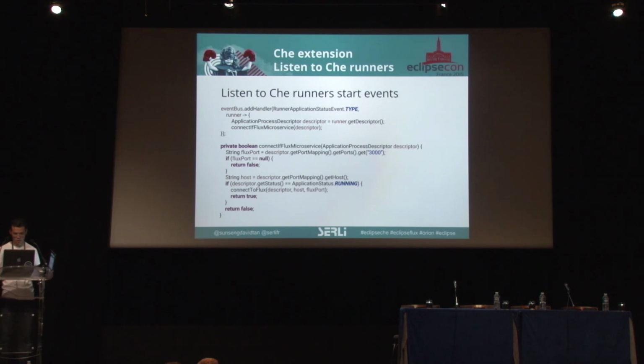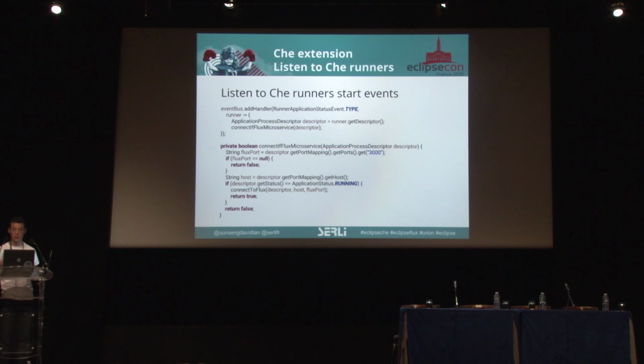But to connect to the Flux server, we need to know when and what the URL of the server is. In Eclipse Che, we have an event listener mechanism where you can listen to some events and add handlers. This is done with the event bus service. You can add a handler, specify which kind of events you are interested in, and then get notified and run some code.